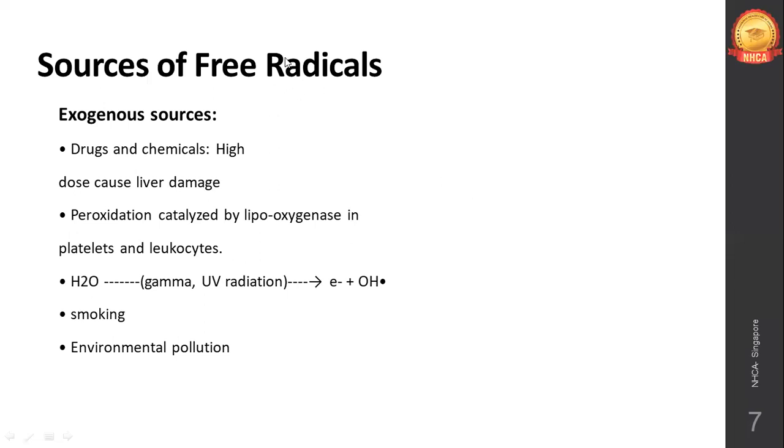The blood cells will also undergo breakdown. So that is a peroxidation reaction, and through that also free radicals are produced. Then UV radiation, gamma radiation, exposure to the sun for a long term can also cause a lot of free radicals in your body. Smoking, alcoholism, these kinds of behaviors can lead to free radicals. Environmental pollution and stress can also lead to the formation of a lot of free radicals. So these are the exogenous sources.